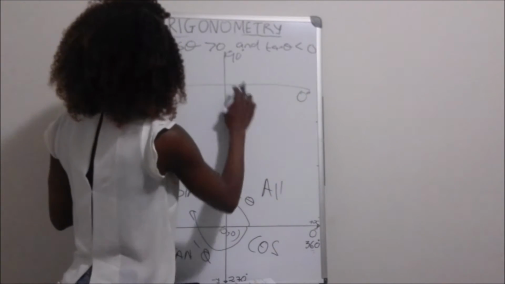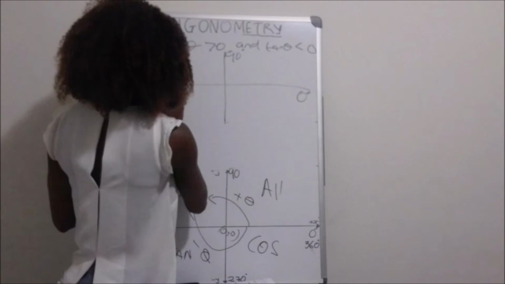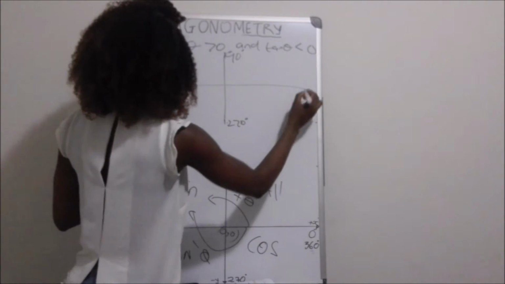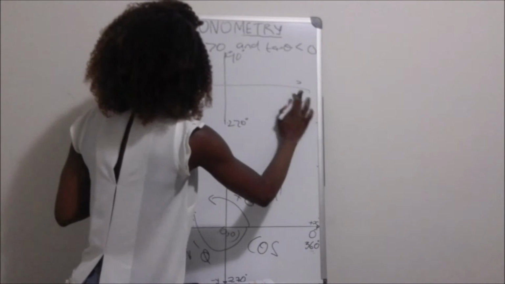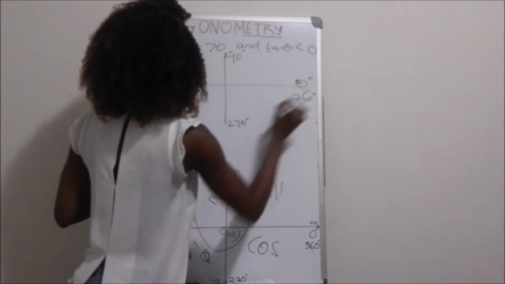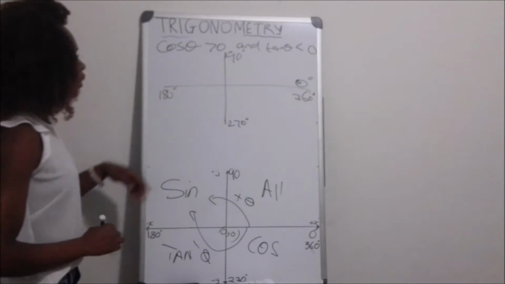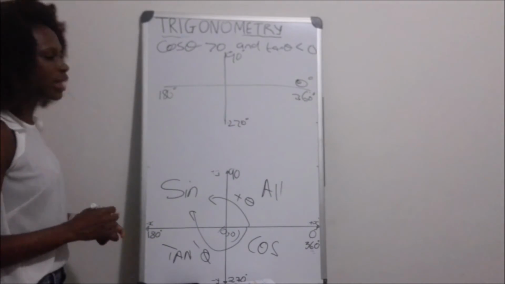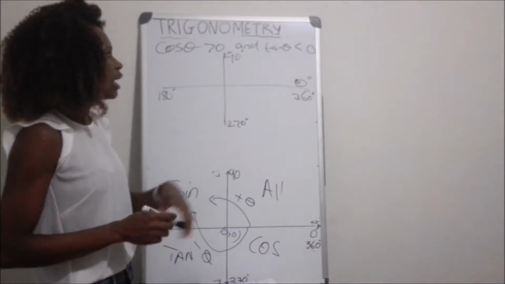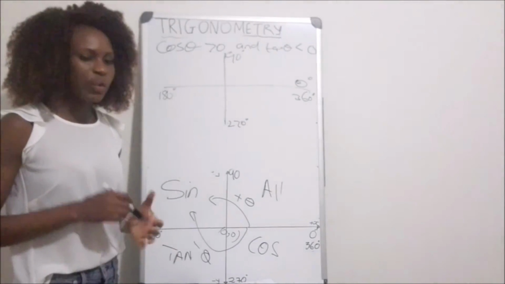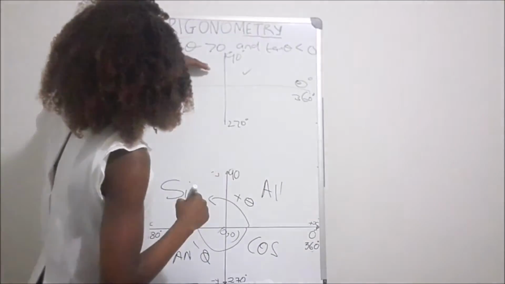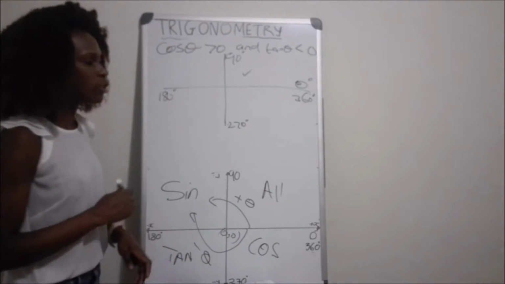This one is 0 degrees, 90, 180 degrees, 270 degrees, and again let me just put 0 degrees on the top, and this one at the bottom, 360 degrees. Then let's look at this one, cos theta greater than 0. Remember that in the first quadrant, all trigonometric ratios are positive. That means cos theta greater than 0 is in the first quadrant.